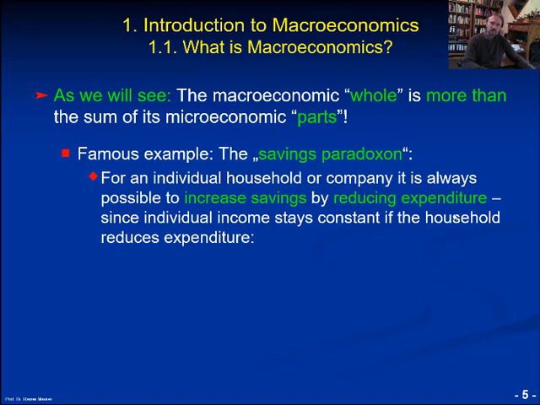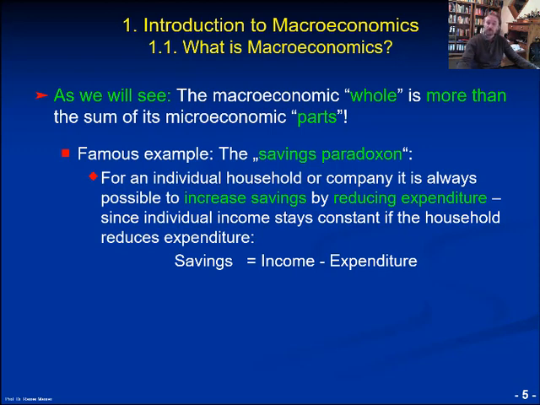Since individual income stays constant, if the household reduces expenditure, savings will grow. It's easy to see this if we write down the budget constraint of a household. The budget constraint says that household income is always equal to household expenditures plus savings. In other words, every part of income which is not spent is automatically saved.